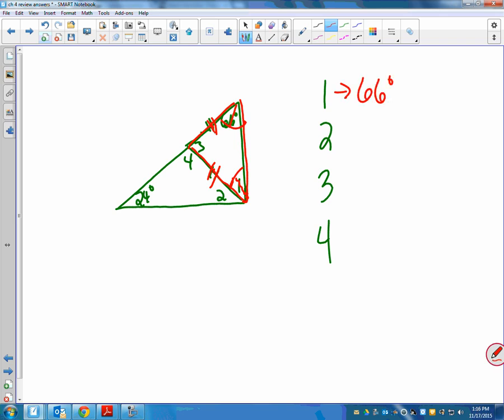I think you have to start with angle 1. I don't think you can start with any other angle. I don't think you have enough information. But if you get that angle 1 is 66 degrees, yeah, so now we can say that about the triangle. But you gotta find that starting point. Don't make up that starting point, okay?